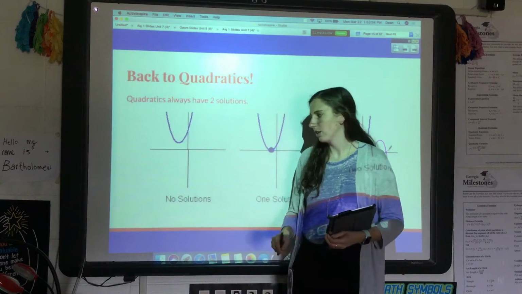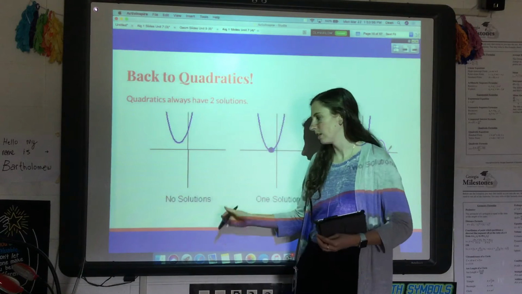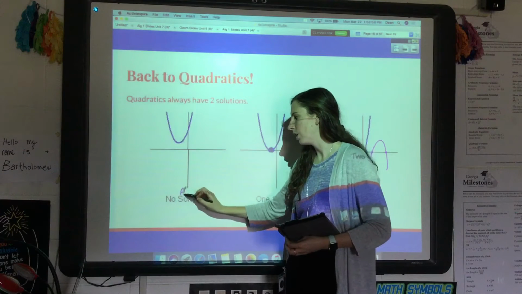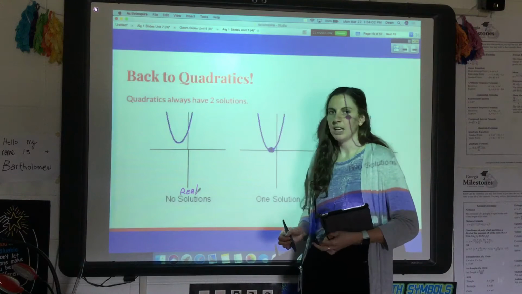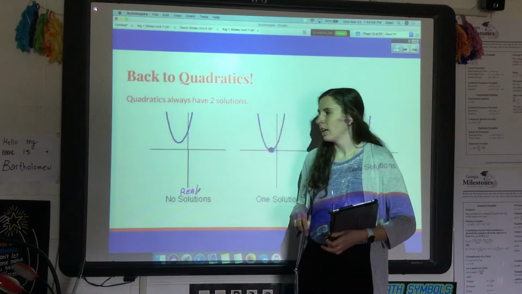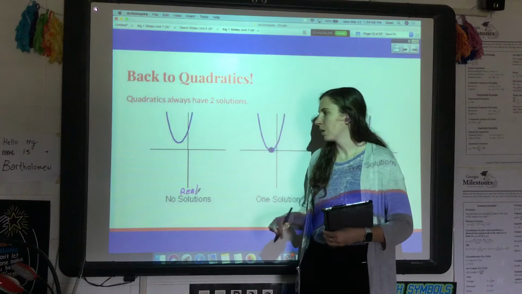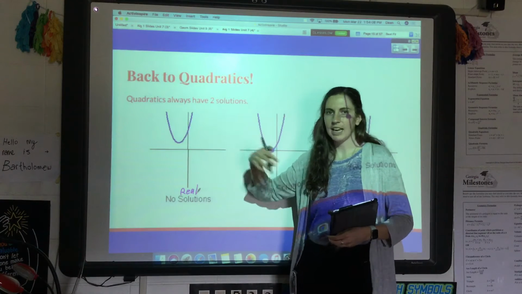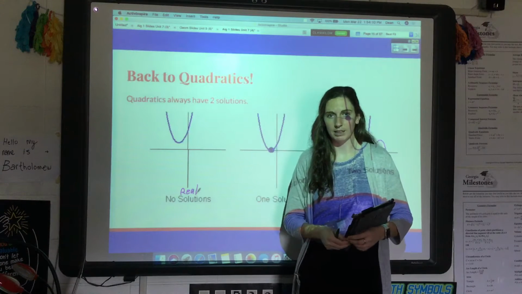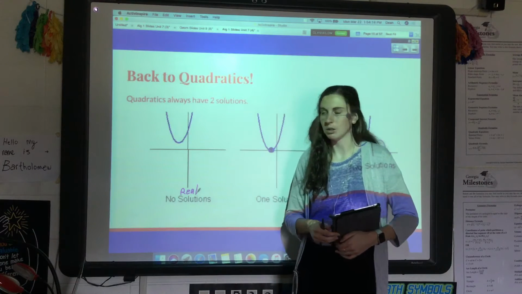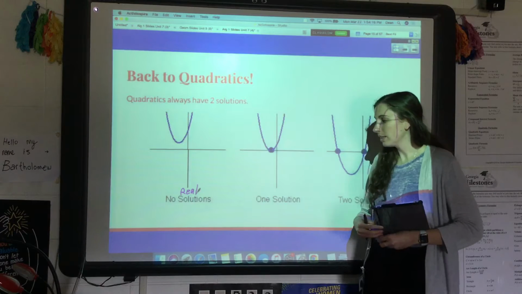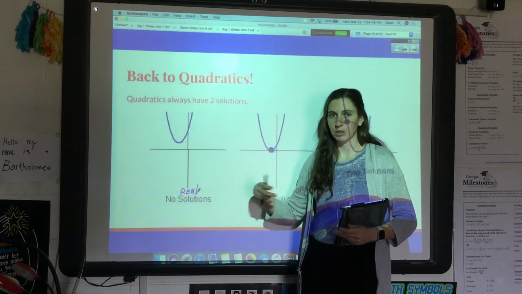In the past, you've learned that this means there are no solutions. And the key here is actually there are no real number solutions. There are no real solutions. There are still two solutions. They're just imaginary. So if it doesn't hit the x-axis, that means it has two complex or imaginary solutions. And we'll have to find another way to find those. So this is true. There are no real solutions.